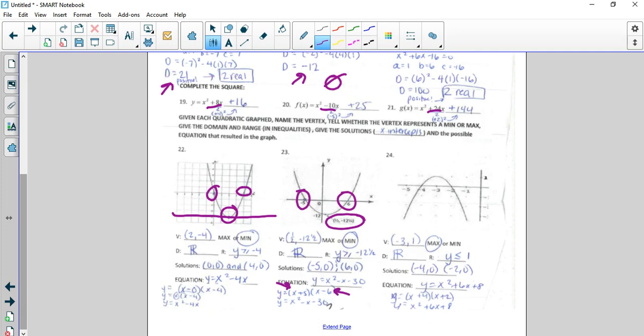Number 24 is an upside down one, so this time you have a maximum. Your vertex is right there, -3, 1. All real numbers for the domain again. This time the range is less than or equal to 1. Your solutions are right here, -4 and -2, which gives you the two binomials of x plus 4, x plus 2. Remember, you just use the opposite sign. You FOIL and get x squared plus 6x plus 8.